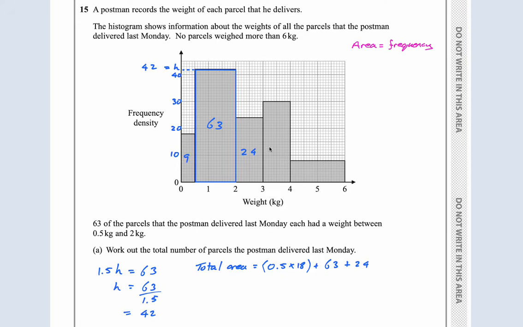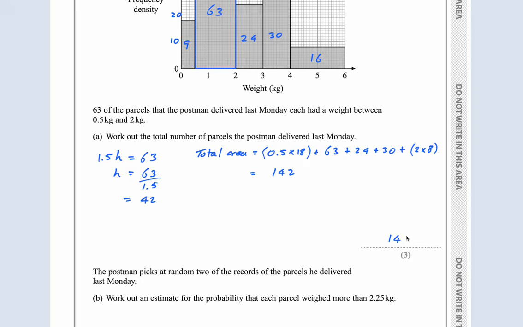1 times 30, that's easy. That area is 30. And then this is 2 times 8, which is 16. So 9 plus 63 plus 24 plus 30 plus 16. Let's do this without a calculator. That's 40, 70. 70 plus 72 is 142. So this is 142, and that's the answer, 142.